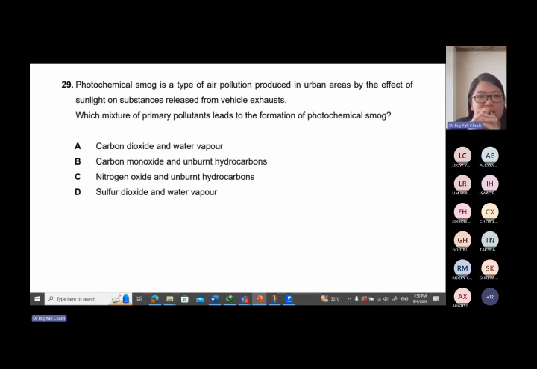29. Photochemical smoke is a type of air pollution produced in urban areas by the effect of sunlight on substances released from vehicle exhaust.